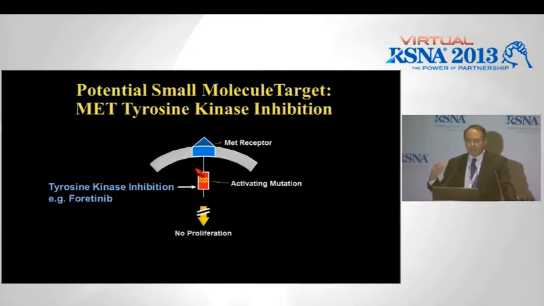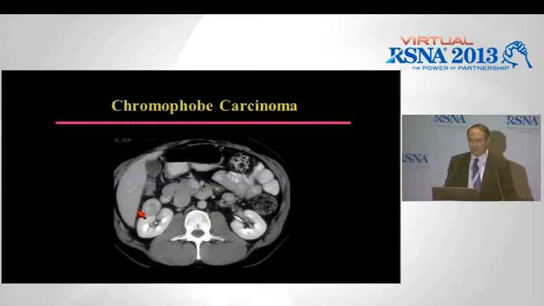That also gives strength to the idea that perhaps we could treat metastatic forms of this disease with a tyrosine kinase inhibitor. Multiple are available now. Foretinib has been tried in clinical trials and has been successful in at least stopping progression of disease. The next hereditary form of renal cancer is chromophobe carcinoma. As you can see here, it's a homogeneously enhancing lesion, not the kind of necrosis that you see with clear cell carcinoma, but it's much more enhancing than papillary renal cancer.